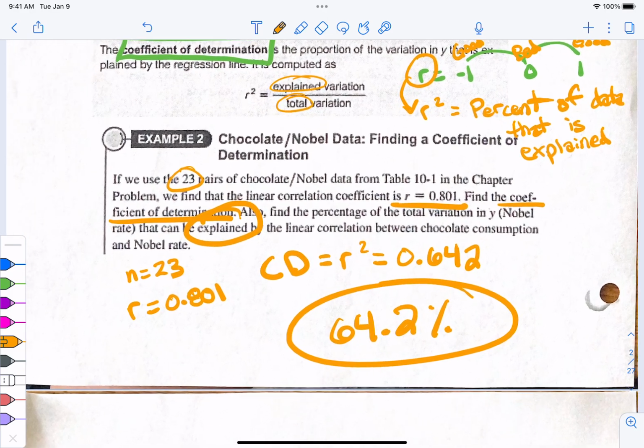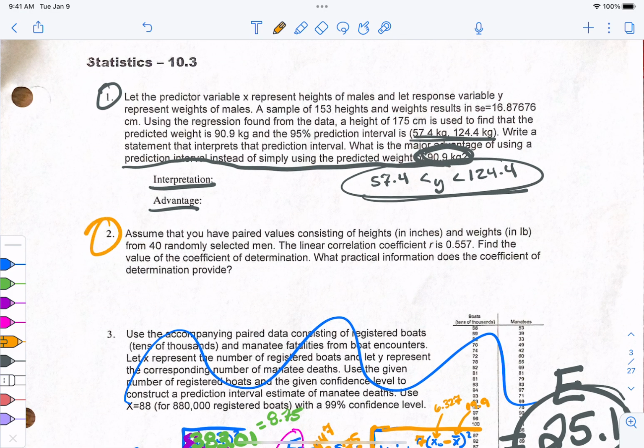Okay, good? All right, so number 2, that's all you have to do for homework.